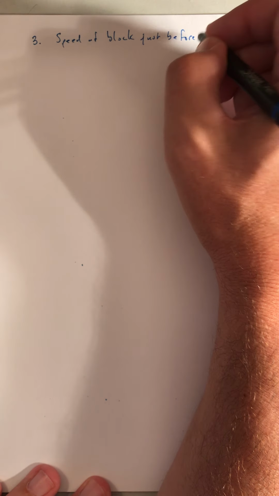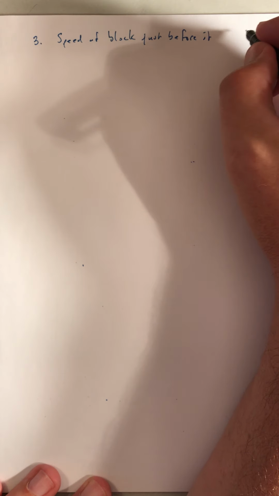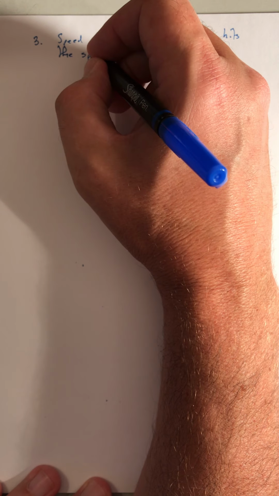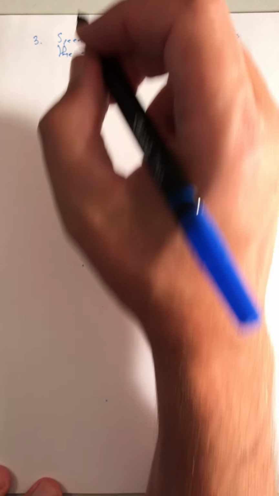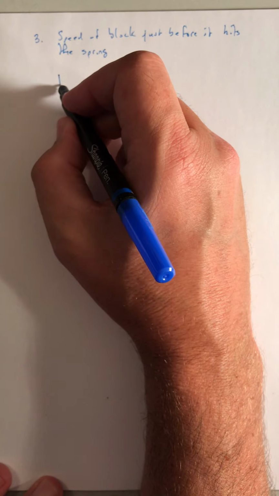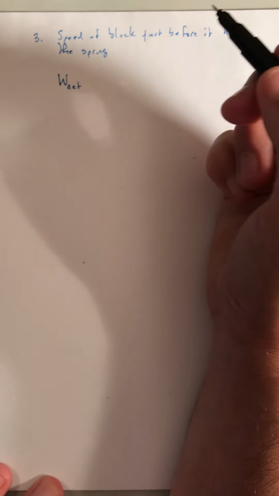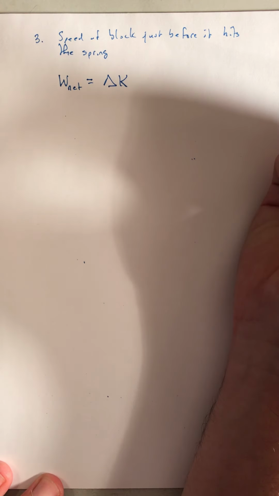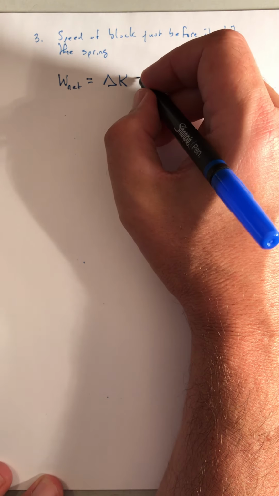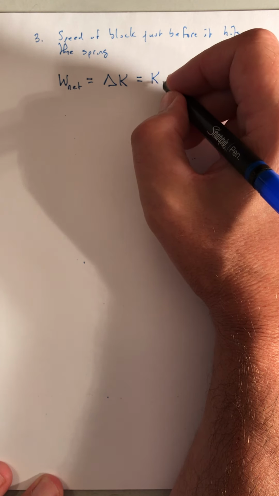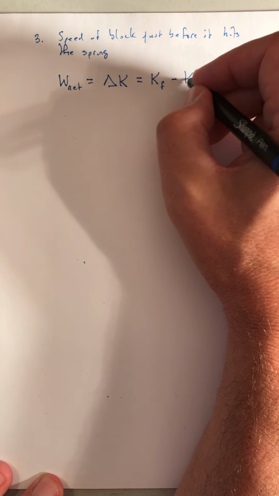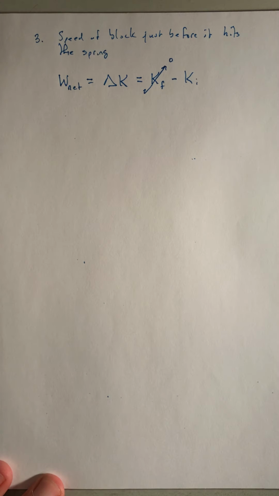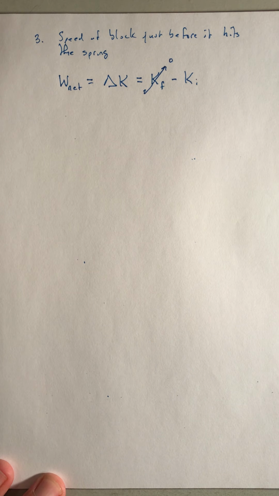So the speed of the block just before it hits the spring. The net work done on the block is the change in kinetic energy of the block, so it's the work energy theorem. Change in kinetic energy is going to be final kinetic energy minus initial, and in our final state the block was at rest, so it had no kinetic energy.